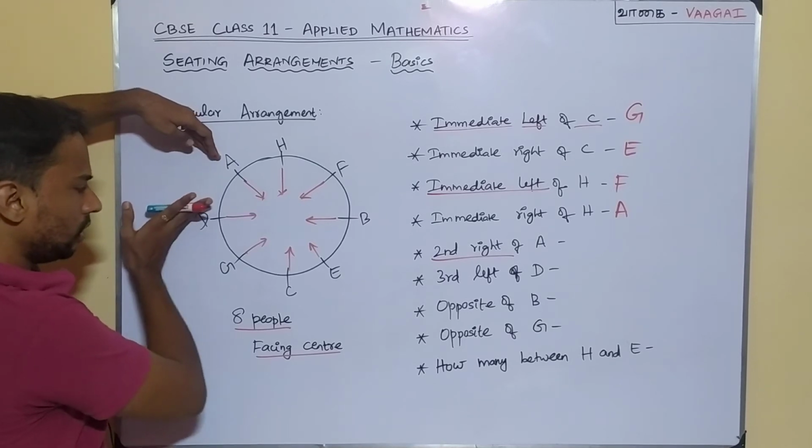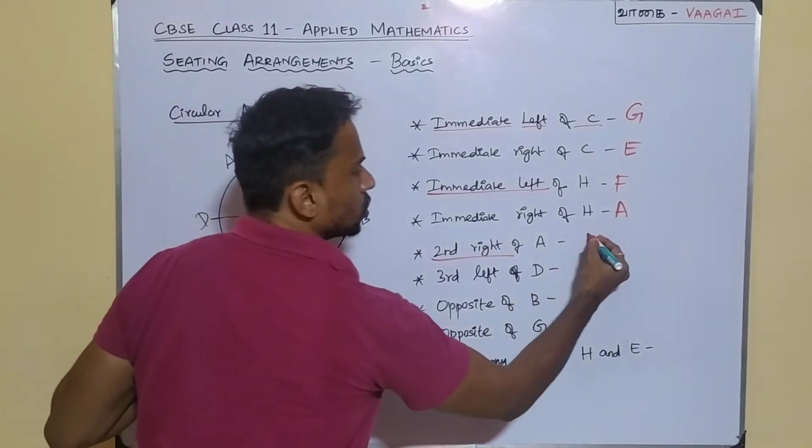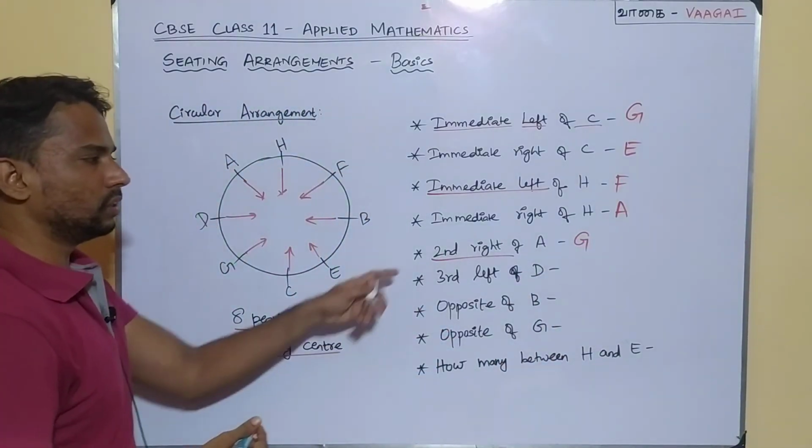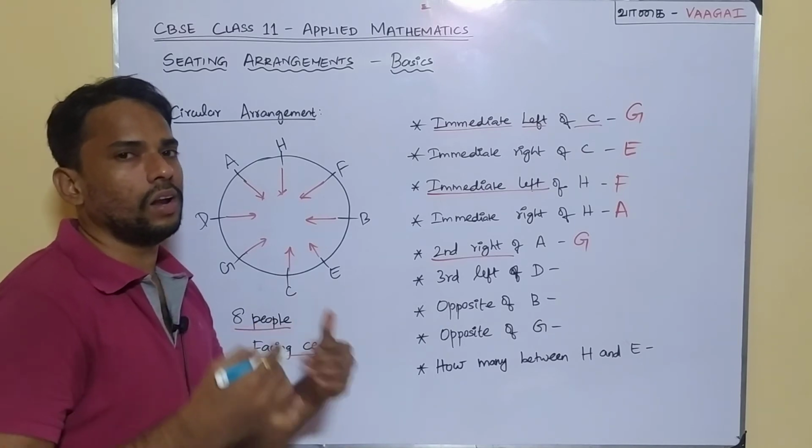So that is 1, then 2. So that means second right of A we are getting G. So that means G will be the answer for this question. Yes, okay, all right. And next is who is seated to the third left of D?